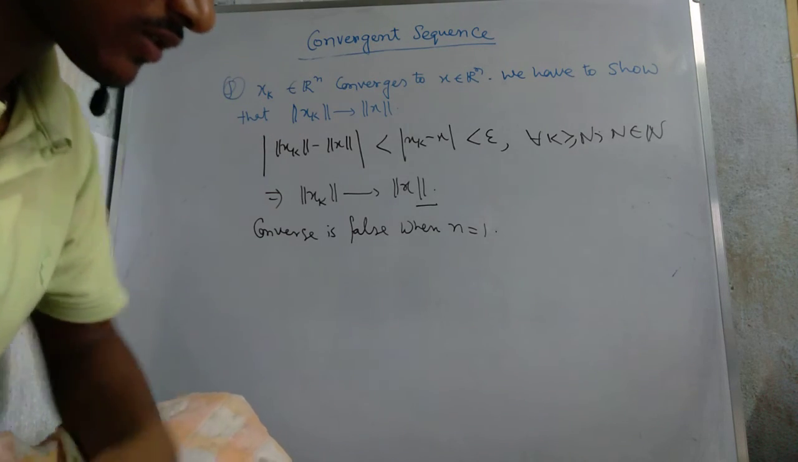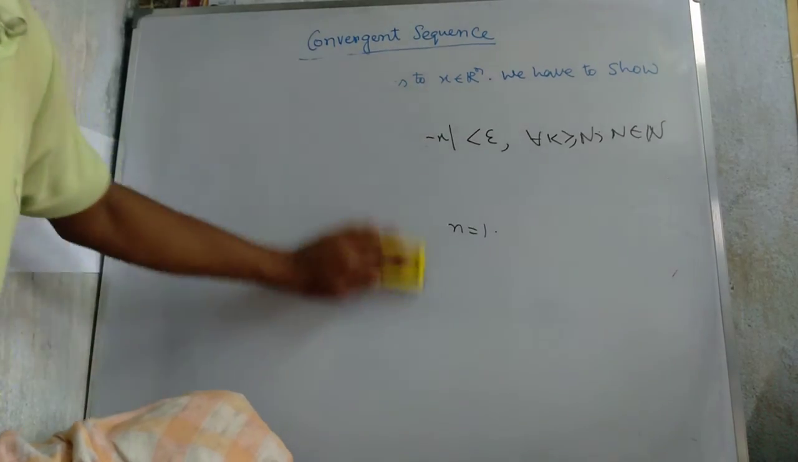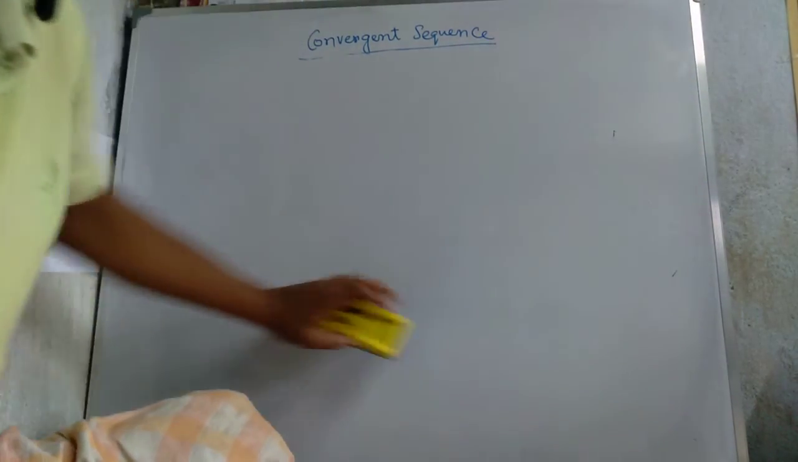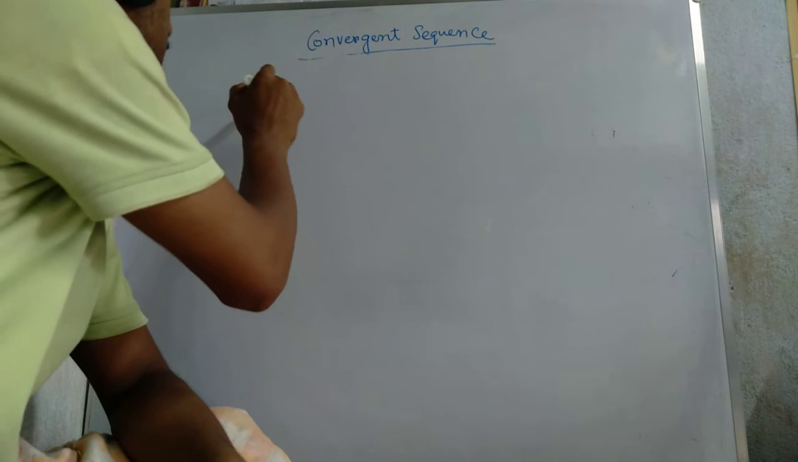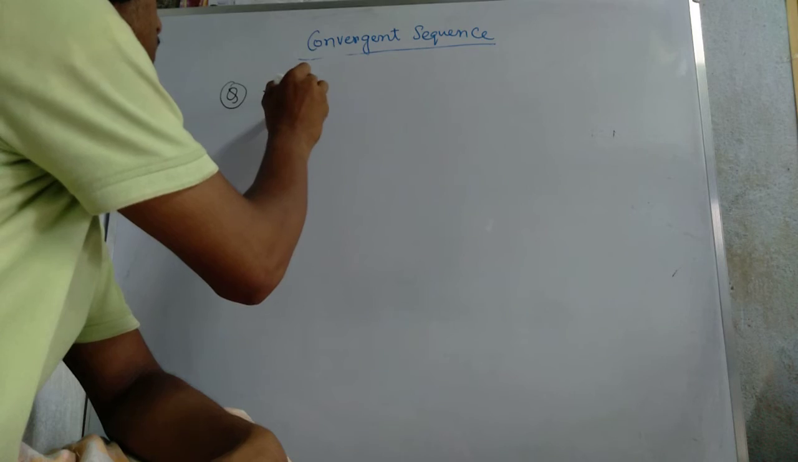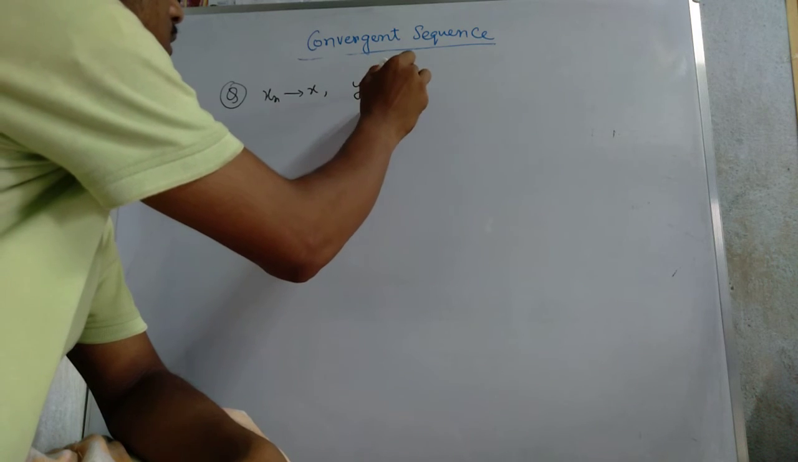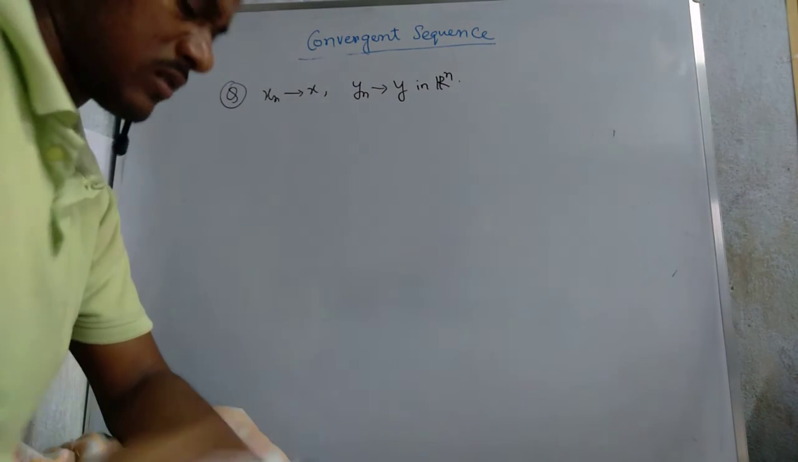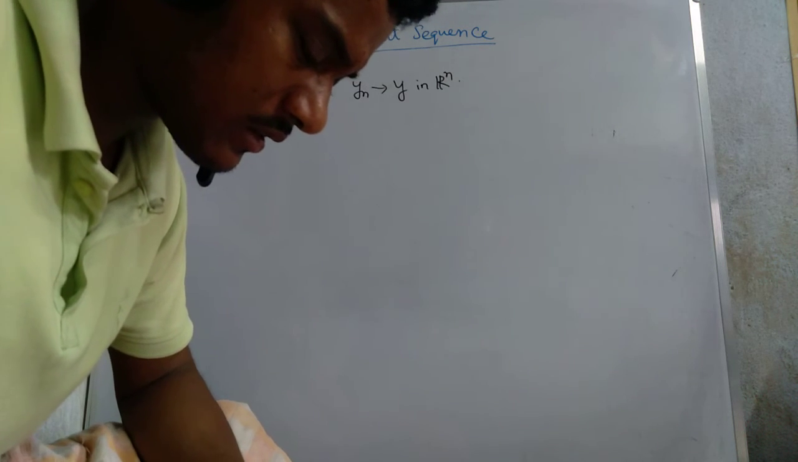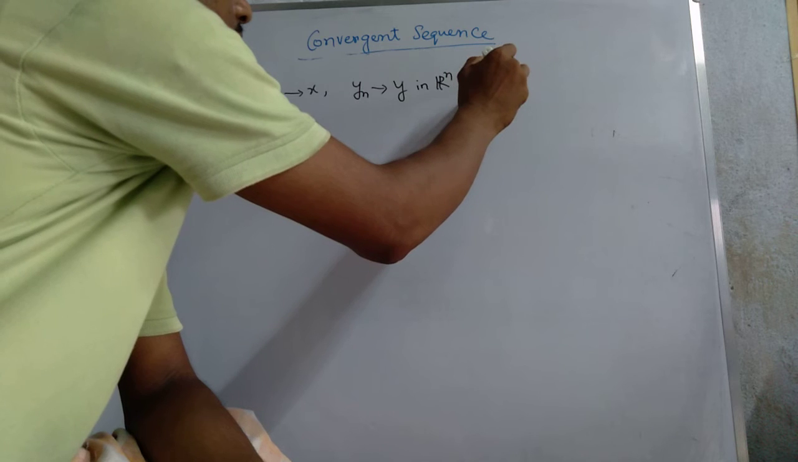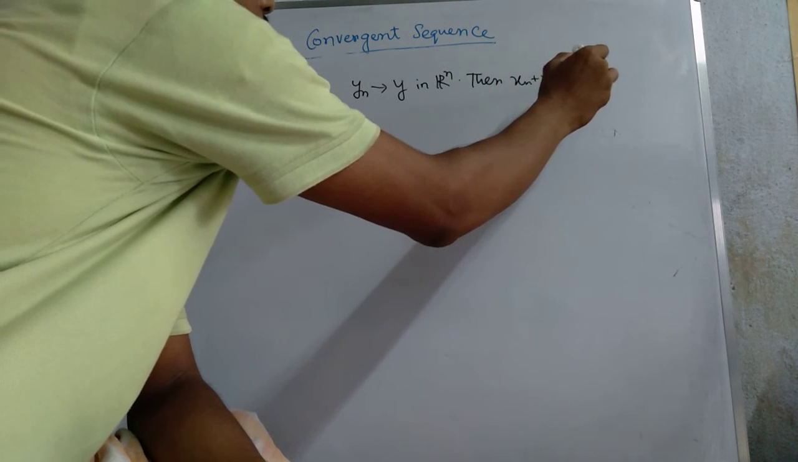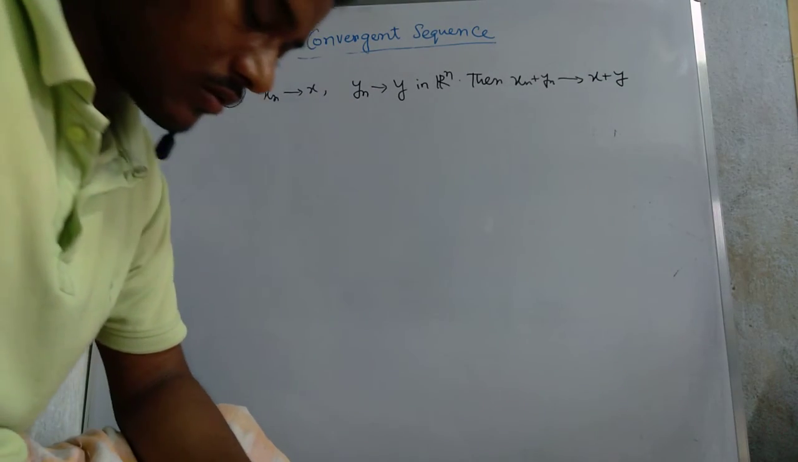Now we go to the next question. If x_n converges to x and y_n converges to y in R^n, then x_n plus y_n converges to x plus y, and x_n y_n converges to x y.